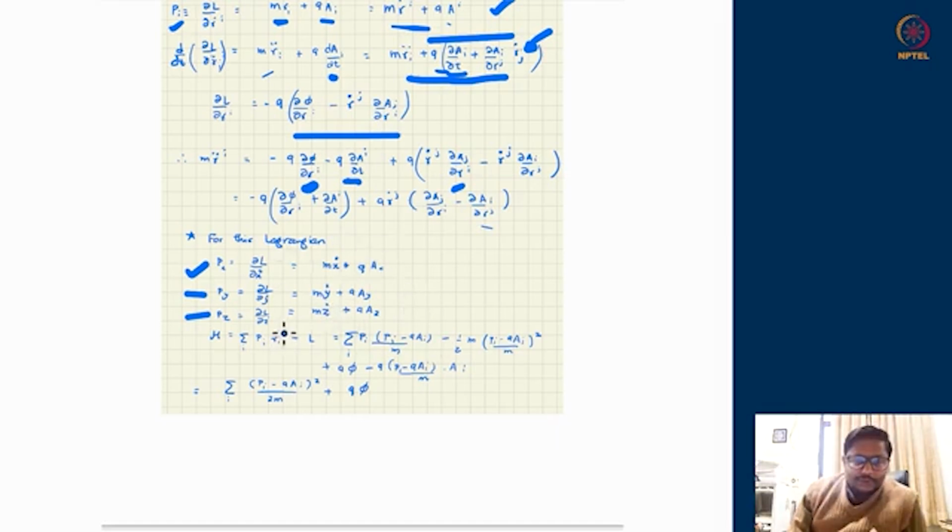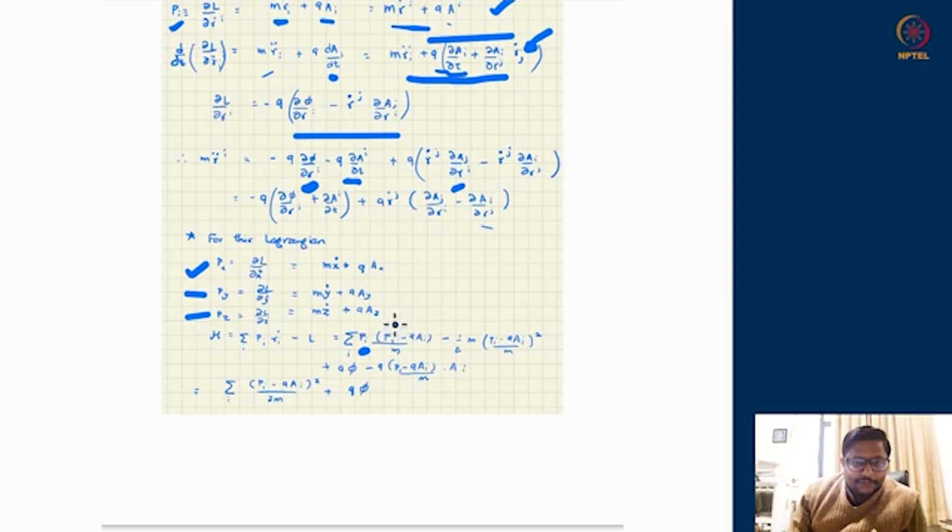And the Hamiltonian, which can be obtained from these momenta, would be the summation over Pi and ri dot minus L, that is Px x dot plus Py y dot plus Pz z dot minus L. And at the end of the day, all the dots have to be converted into momenta. So this is what we do.